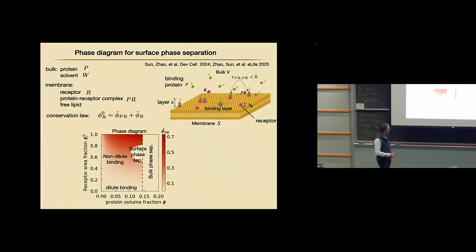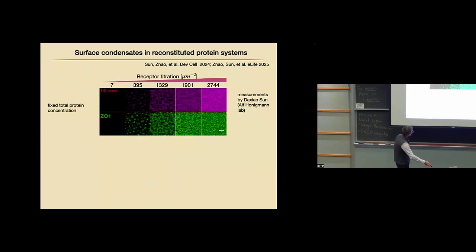And you can summarize this nicely into a phase diagram where we plot here the total amount of receptor and here the total amount of protein. When you go from a dilute to a non-dilute binding regime, you allow the surface phase separation to happen below saturation. It is a little regime, because we just put some numbers, so let's put some numbers that fit this experiment. And the experiment looked like this.